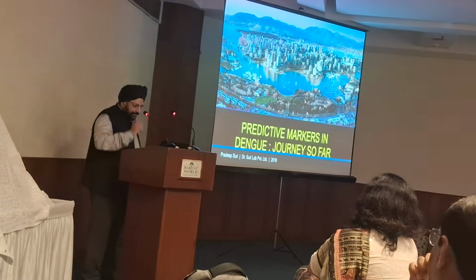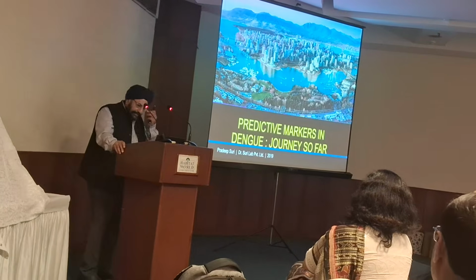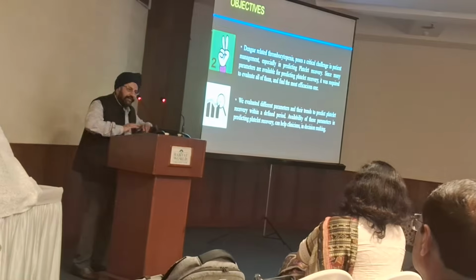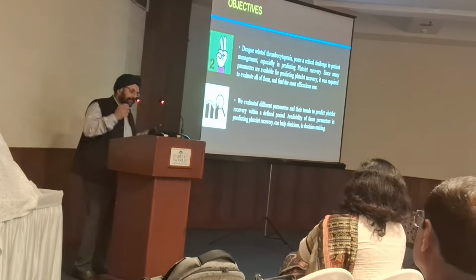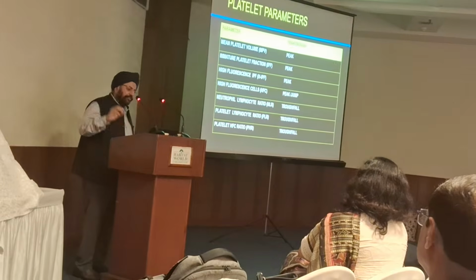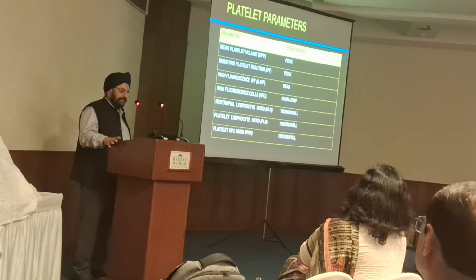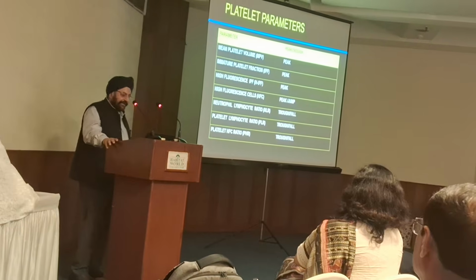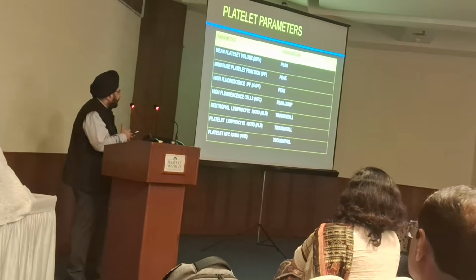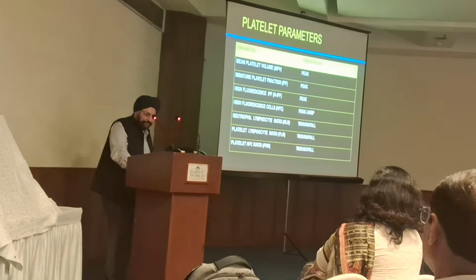And this is my final paper, which I presented in Vancouver, where sir was there with me. Predictive markers in dengue: journey so far. What we did here was, there were a lot of other markers that were gaining traction as prognostic markers. We put all of them together. We put mean platelet volume, IPF, HIPF, high fluorescence cells, neutrophil lymphocyte ratio, platelet lymphocyte ratio, platelet HFC ratio, and we saw which was the better parameter amongst all these for platelet recovery.